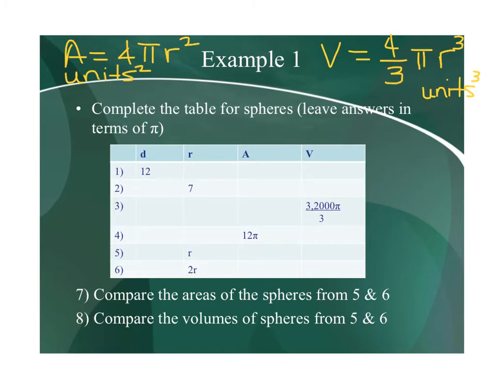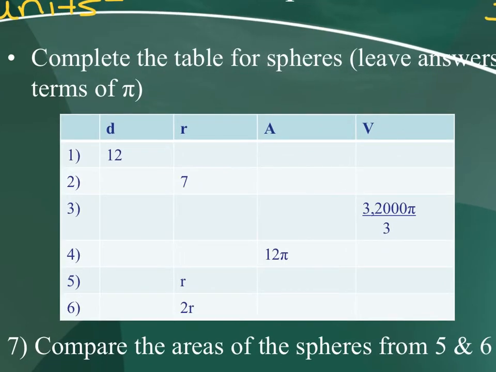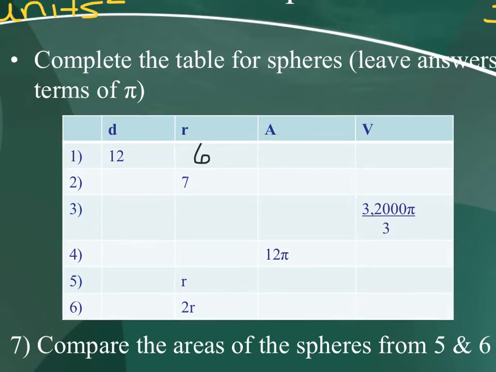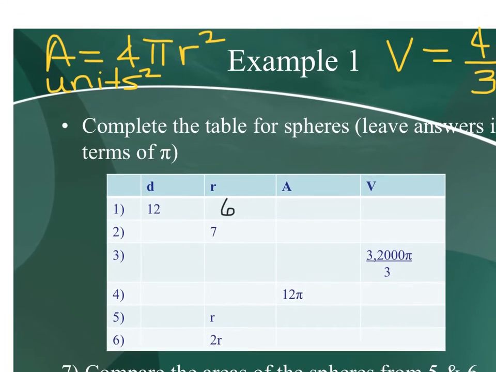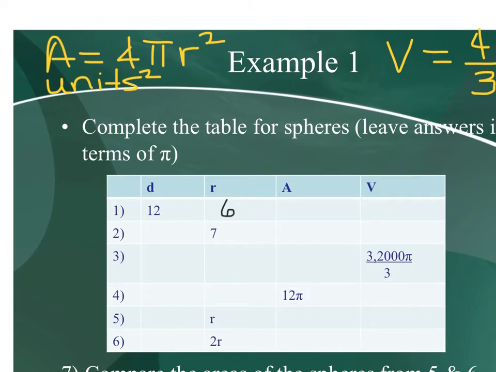What do you need to do to it, Bella? Divide it by 2. So for the radius here, it's going to be 6. Okay, now I'm going to go ahead and fill in, and I'm going to try to write everything here in the little square. So I'm going to use the formula I wrote up in yellow.